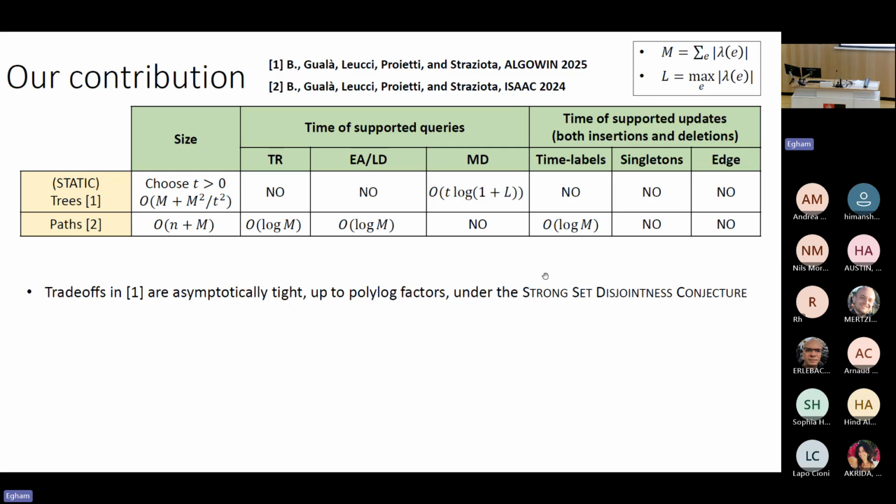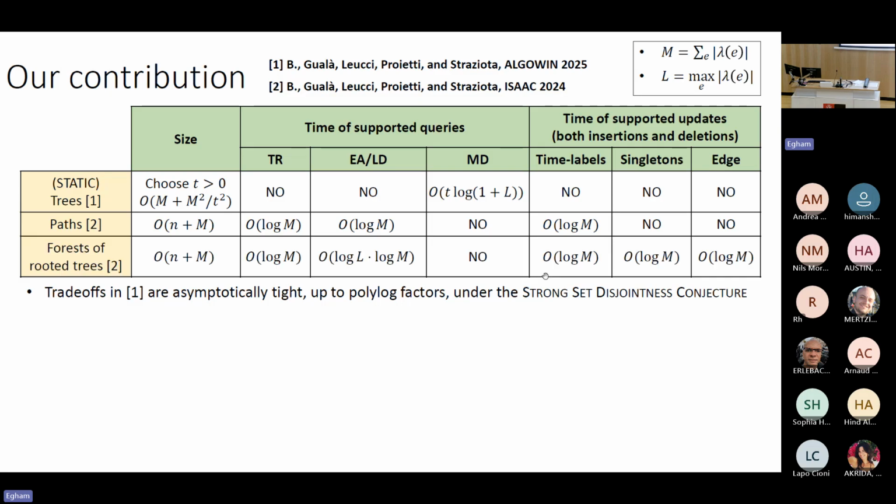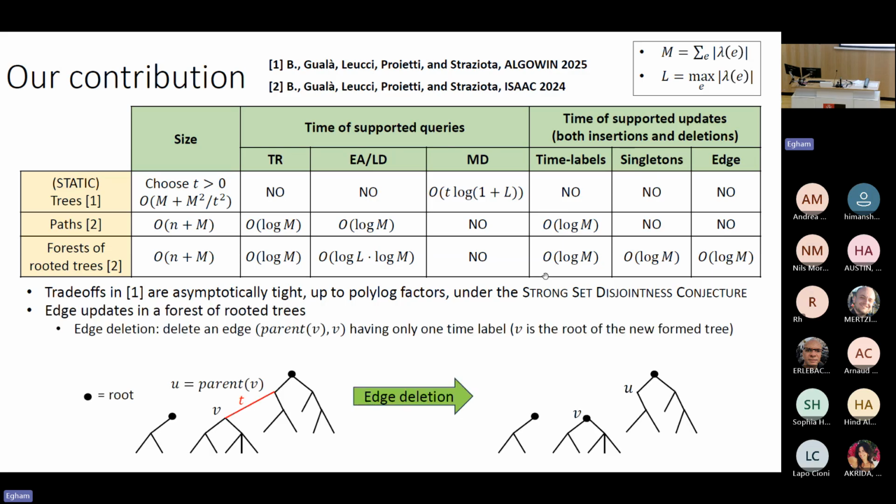And furthermore, in the same paper, we extended the results to forests of rooted trees. So we obtain almost the same trade-offs. For the earliest arrival and latest departure queries, we pay an additional factor of log L, but our data structure also supports the addition and deletions of new vertices and the additions and deletions of edges according to some rules that I'm going to present.